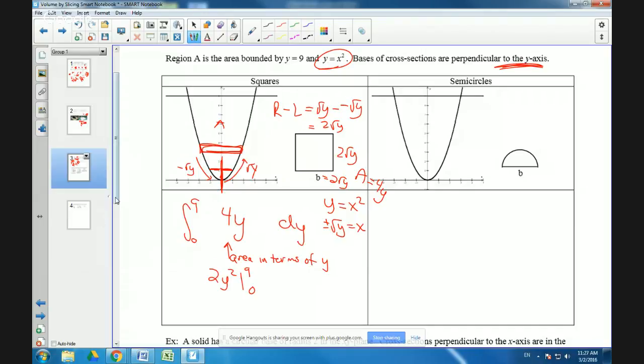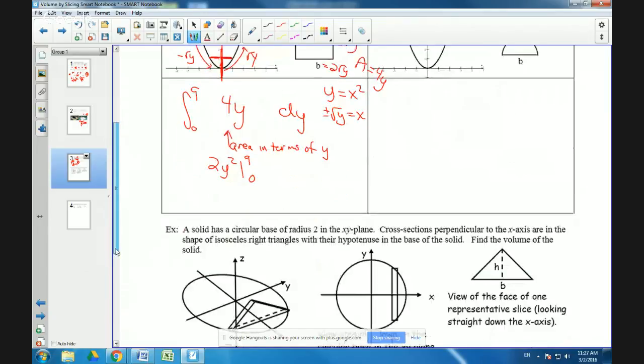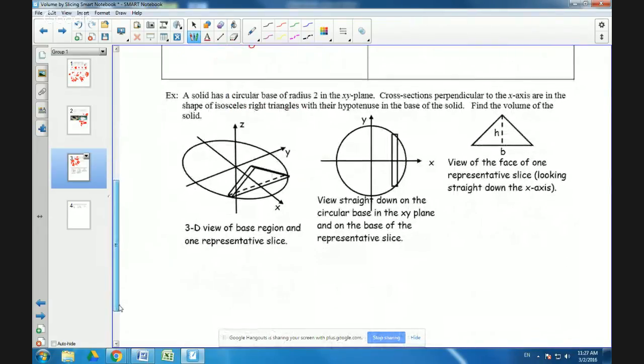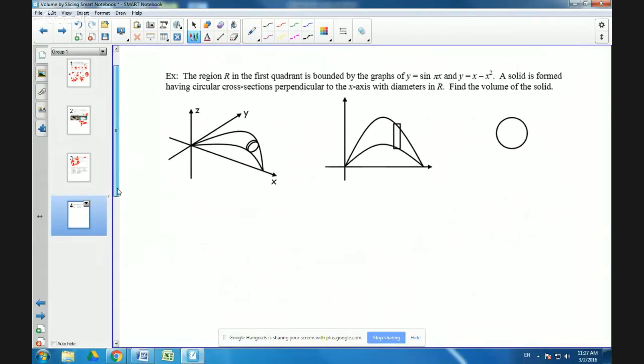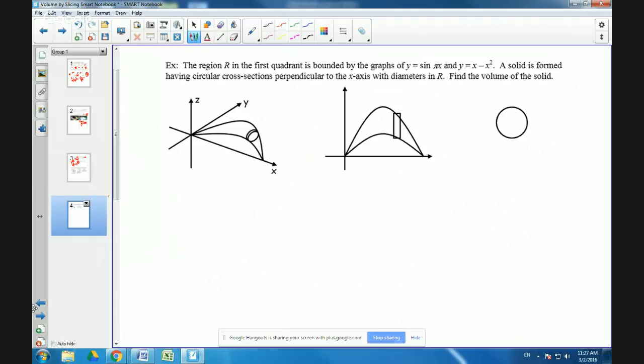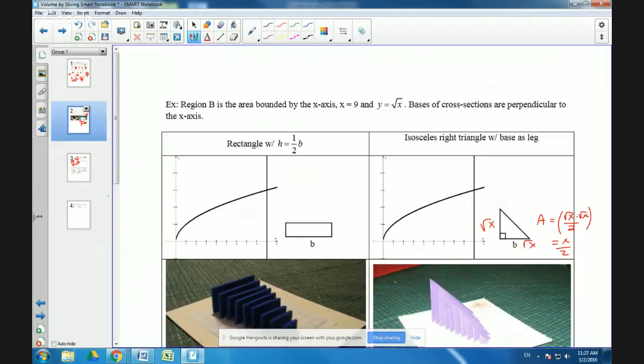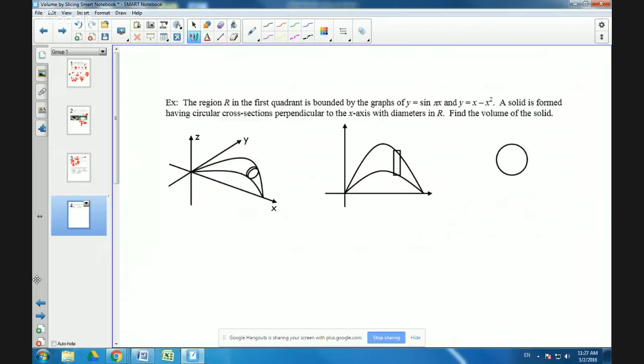Okay. Aaron, one more. We've been working in these other examples where you only had one function, right? And the bottom was the x-axis. Well, what if I put two functions together and make my shape? No, you don't cry. You man up and you do it.